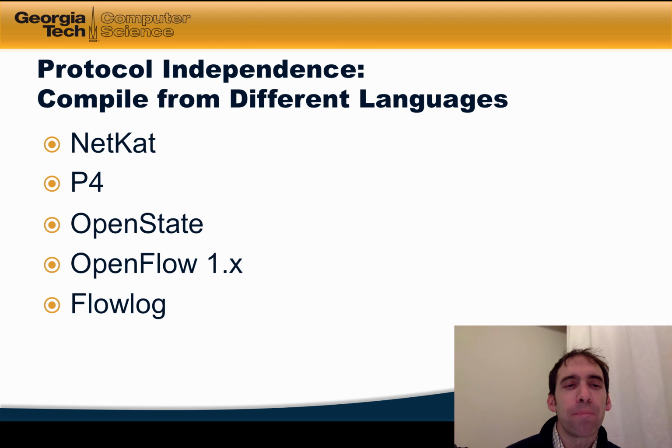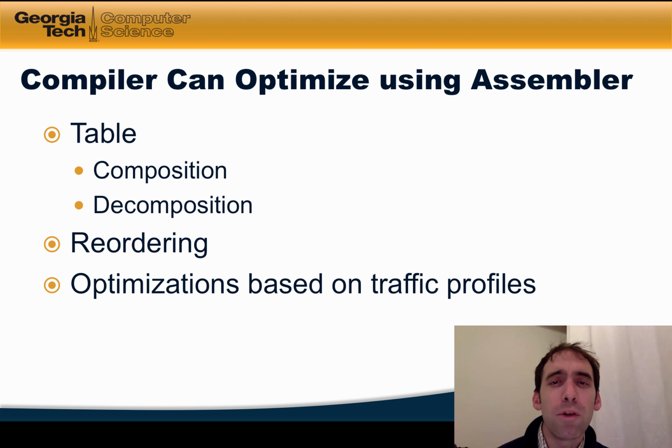One of the goals of NetASM is protocol independence, or the ability to compile from different languages. The idea is that any hardware layout, as specified by either a high-level language or an existing protocol, should be expressible in NetASM. Given a high-level protocol specification, the compiler can optimize layout in hardware using the assembler by composing or decomposing tables, reordering operations, or performing specific operations based on traffic profiles. The compiler might optimize for various metrics, such as power, area, or latency.